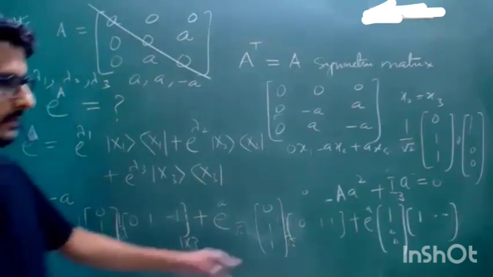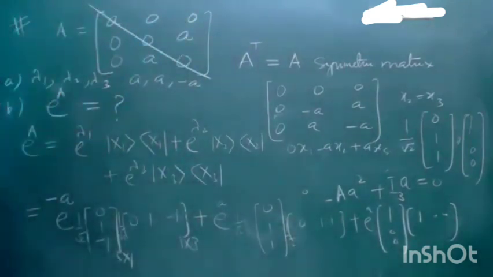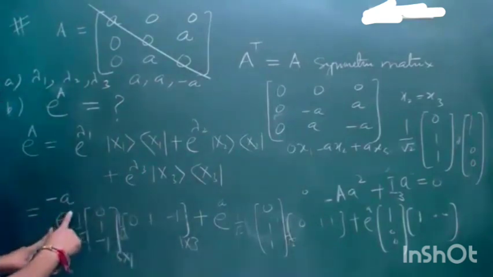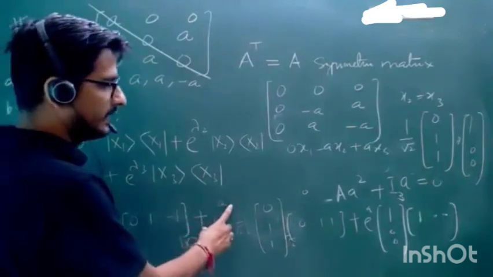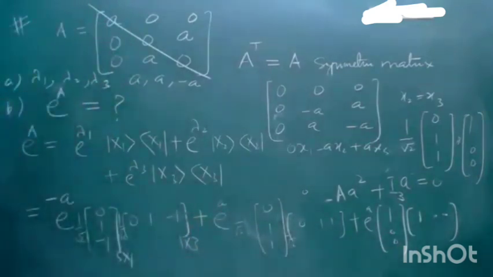And similarly this and this will also become a 3 cross 3 matrix, and then to every element here e to the power minus a will be multiplied, to every element here e to the power a will be multiplied, and similarly there e to the power a will be multiplied. So can you do it quickly and tell me what will come?